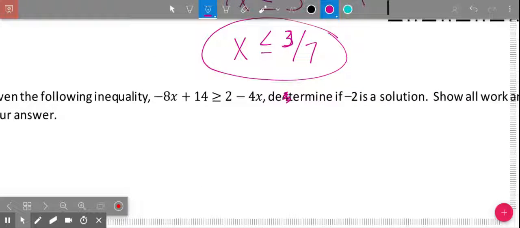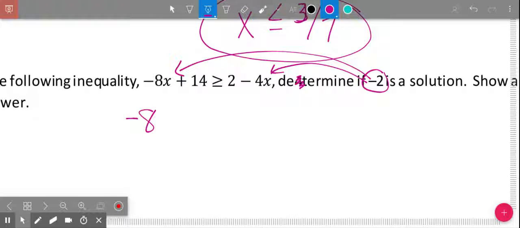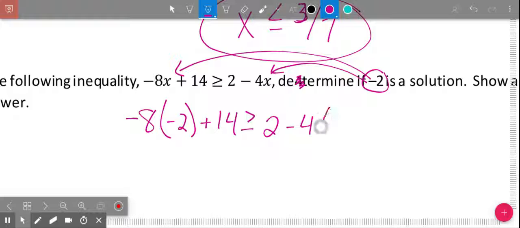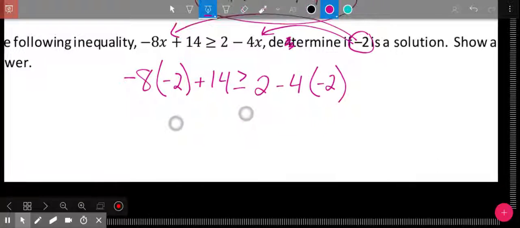So, you have two ways to do this. The first way, like we did in that warm-up a while ago, is I'm going to take that negative 2 and substitute it in for the x. So when I do that, I'll get negative 8 times the negative 2 plus 14 is greater than or equal to 2 minus 4 times the negative 2. And then I'm just going to simplify both sides. Okay, so we're going to go ahead and do that now.